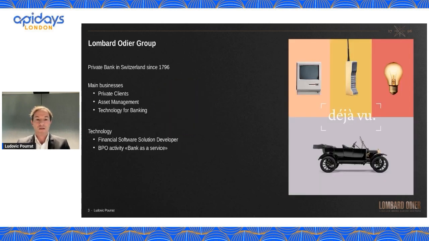So let's present Lombard a bit. It's a private bank in Switzerland since 1796, quite an old one. We have main businesses in private clients, asset management, and technology for banking. Regarding that technology, we act as a financial software solution developer, meaning that we develop our own software to get a competitive advantage over the market. And we also resell our platform as bank as a service to banks.